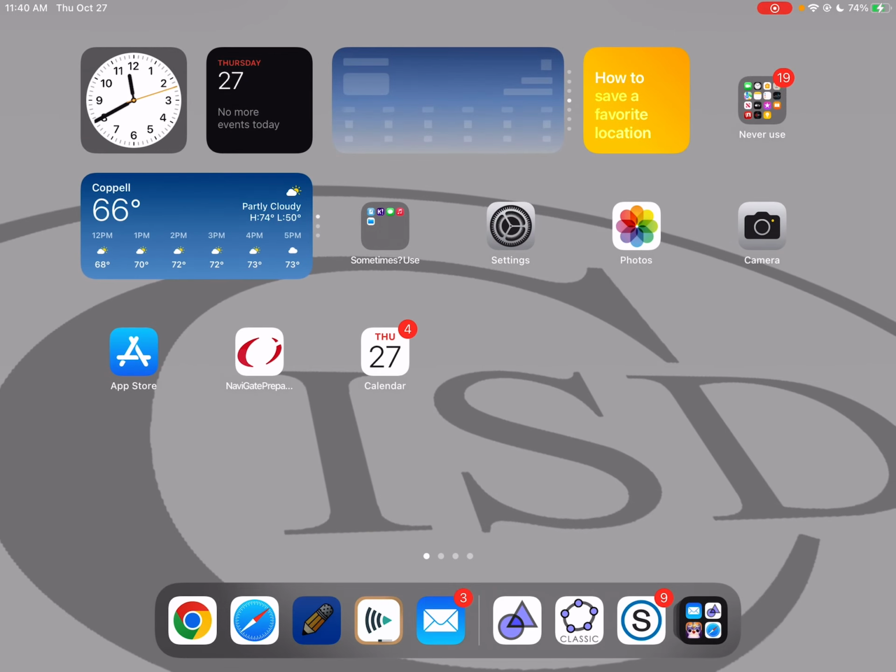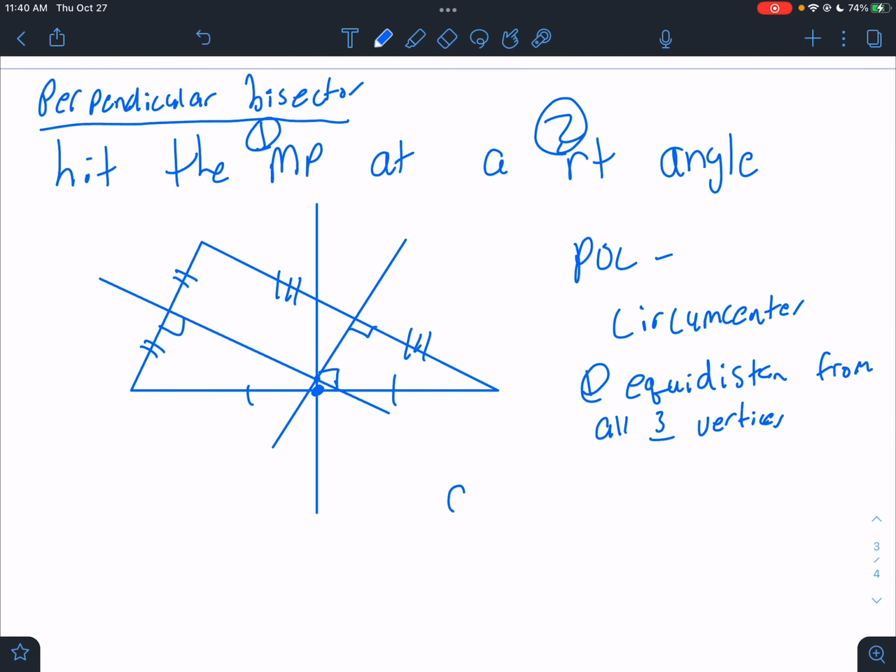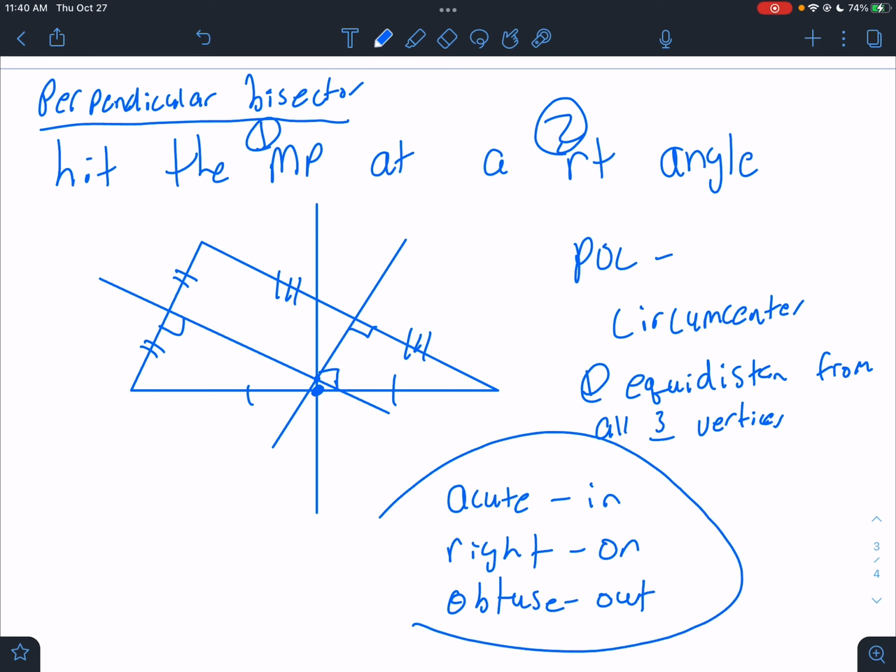So we need to know about the circumcenter that if it's an acute triangle, it is in the triangle. If it's a right triangle, right on, dude. And if it's an obtuse triangle, it is outside the triangle. You must know that information. And it's going to come back again later. So I am going to do a little copy paste because I want to save that for later.